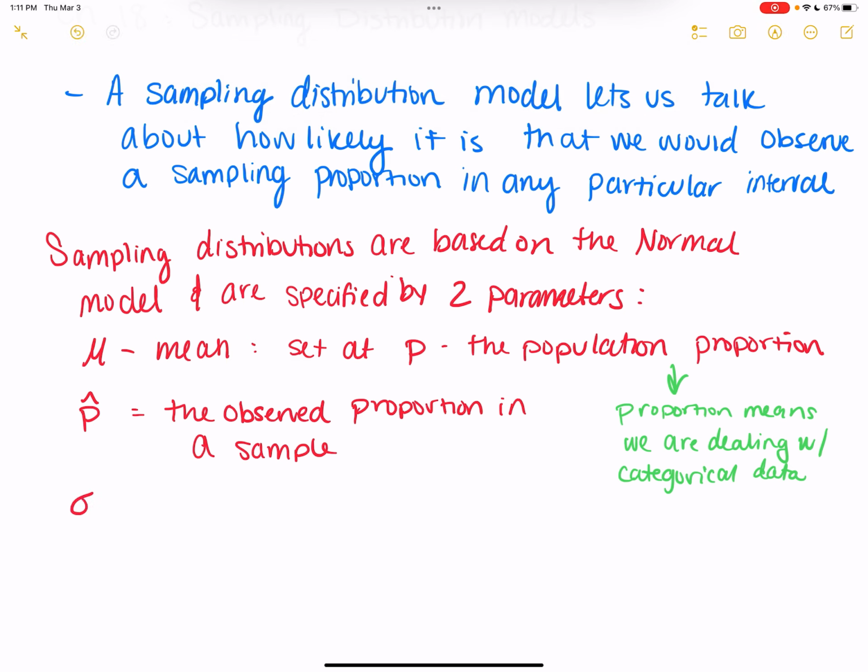The standard deviation of p hat is equal to the square root of npq divided by n. Or we can say the square root of pq over n.